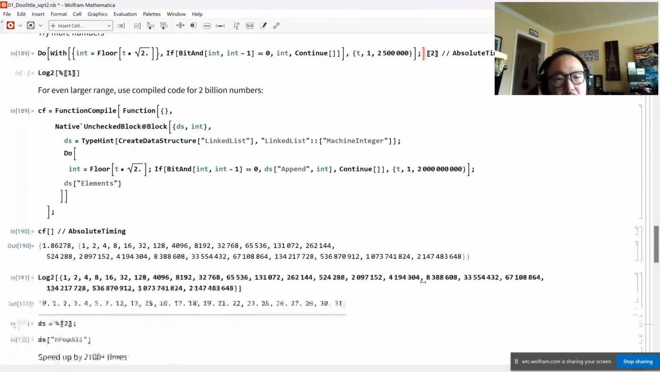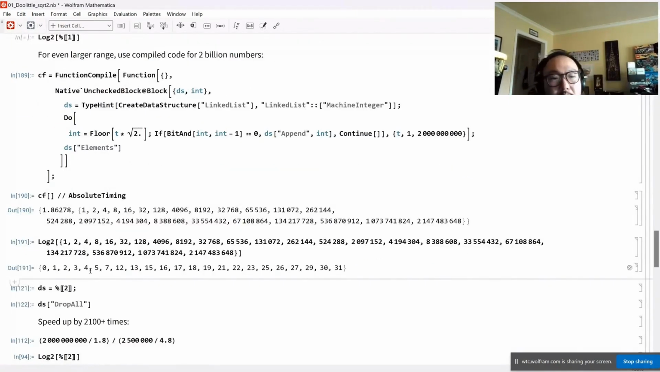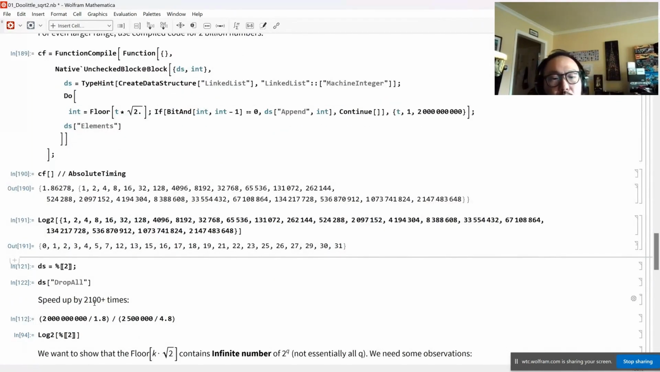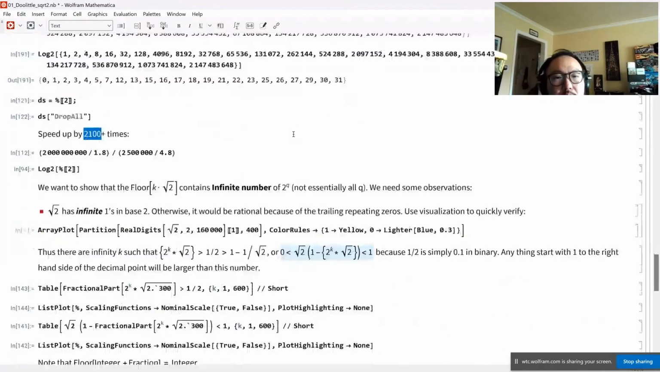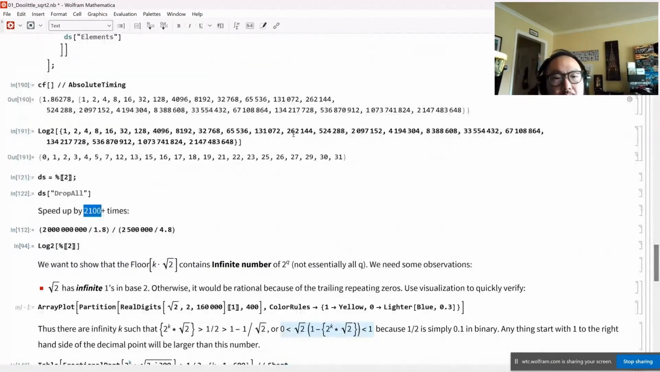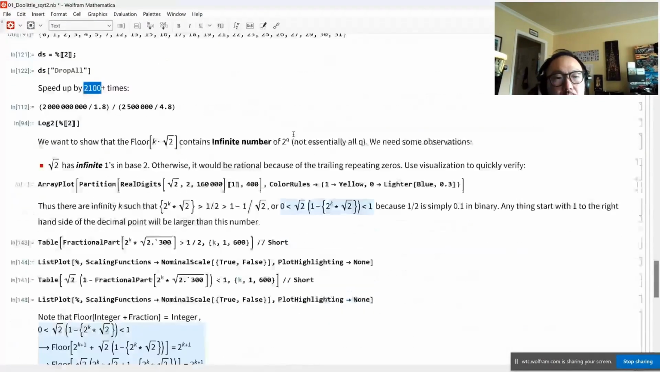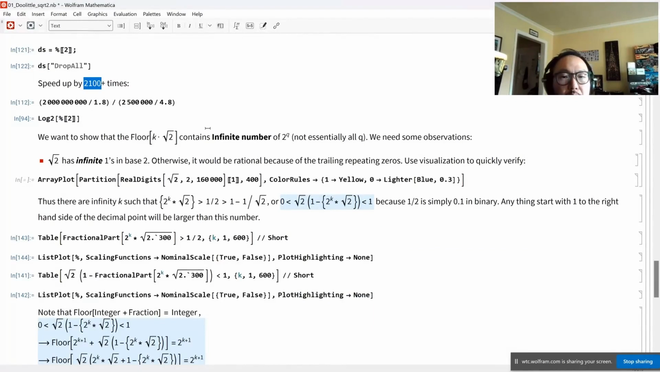It shows they are all perfect powers: 0, 1, and 31. Okay, so its speedup is around 2100. It's like 2000 times faster than the interpreted version. So if you really want to do something brute force wise, this is the good way to go. Then let's come to the analysis.